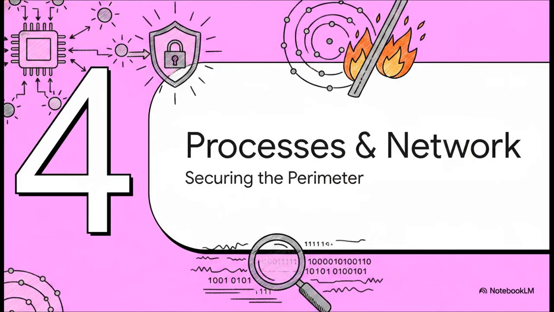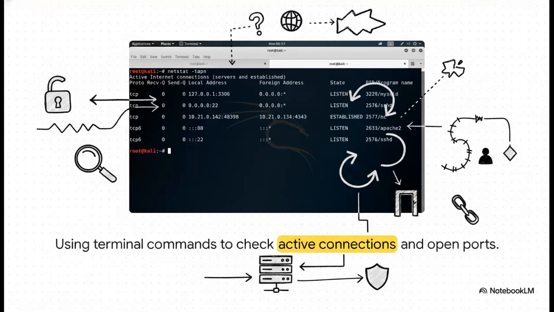Segment 4, Processes and Network Checks. Let's talk about securing the perimeter. So far, we've mostly looked at files just resting quietly on the hard drive. But what about the active, live perimeter? We have to be able to identify live threats that are actively running on the machine right now.